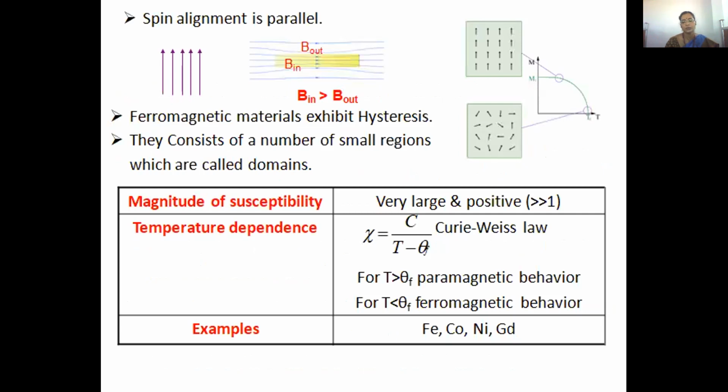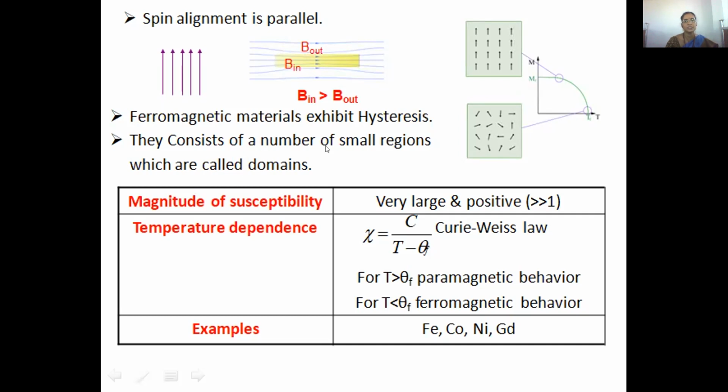And above that temperature, what happens? The material behaves as a paramagnetic material. Spin alignment is parallel to the applied field. Here, if you observe, this is how the spins will be in the same direction as the applied external magnetic field. And if you observe the temperature dependence, at the lowest temperature, magnetization is high. With the increase of temperature, it is going to be reduced. And field lines are also passing through the material more.